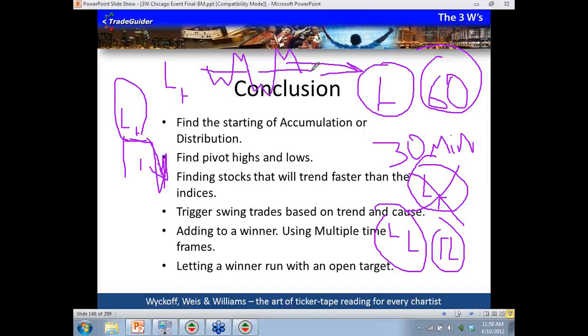It'll go through multiple phases before this one even starts. So it's really important to see the whole overall picture and then go with what's going on in the bigger time frames.